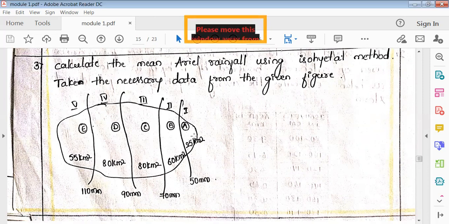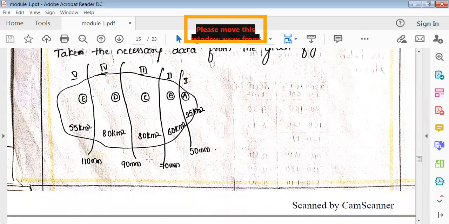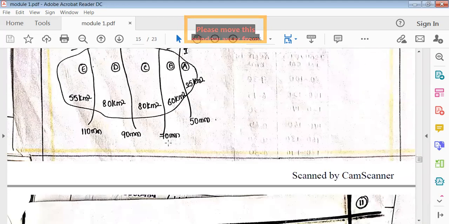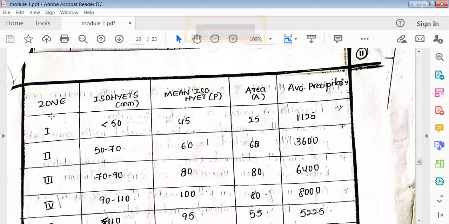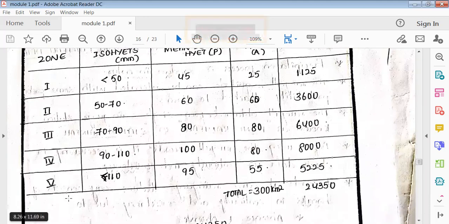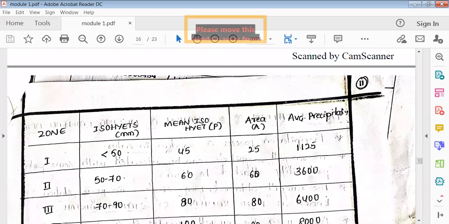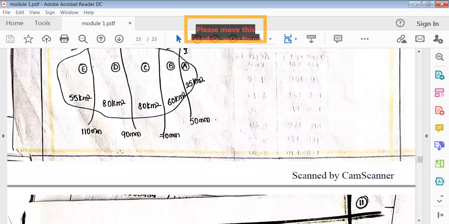So you can see here this is A, B, C, D, and E. The first isohyet is 50, second is 70, then 90, and 110. Once you get this, next put it in the tabular column. The same diagram, put it in the tabular column. So write the zones here: zone 1, 2, 3, 4, 5. So total 5 zones, and isohyets. The isohyet range is given.